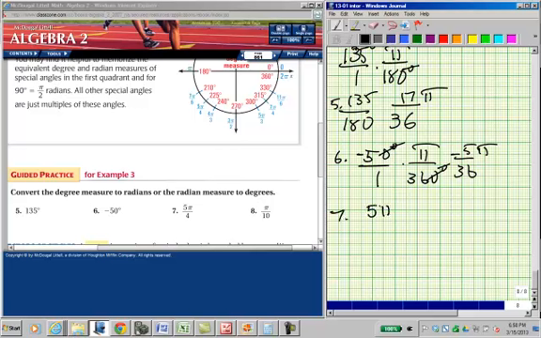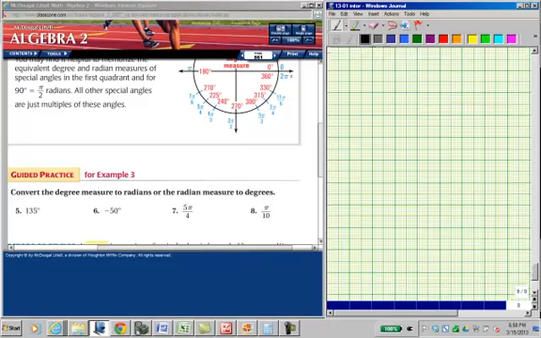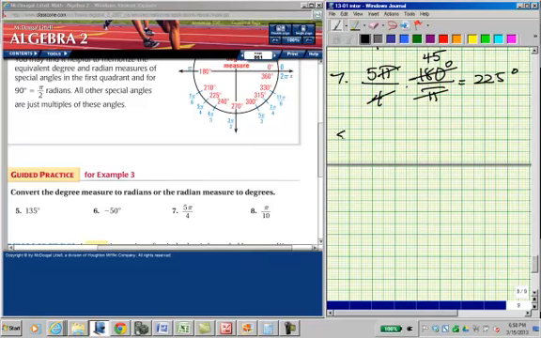7, 5, now keep that pi in the numerator, over 4 times 180 degrees over pi. The pi's cancel. The 4 goes under 180. What? 45 times. Then we got 5 times 45, which is 225. So that's 225 degrees. Okay. And then 8, we got pi over 10 times 180 degrees over pi. Pi's cancel. 10, so we got 18 degrees.